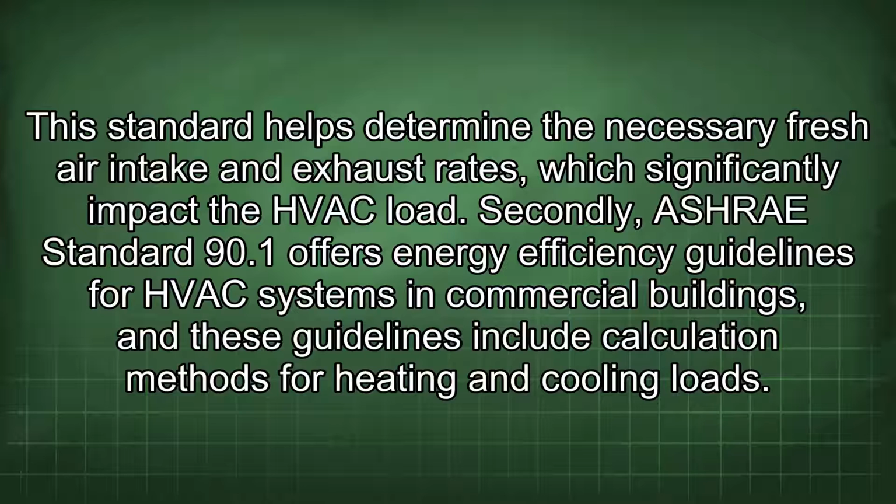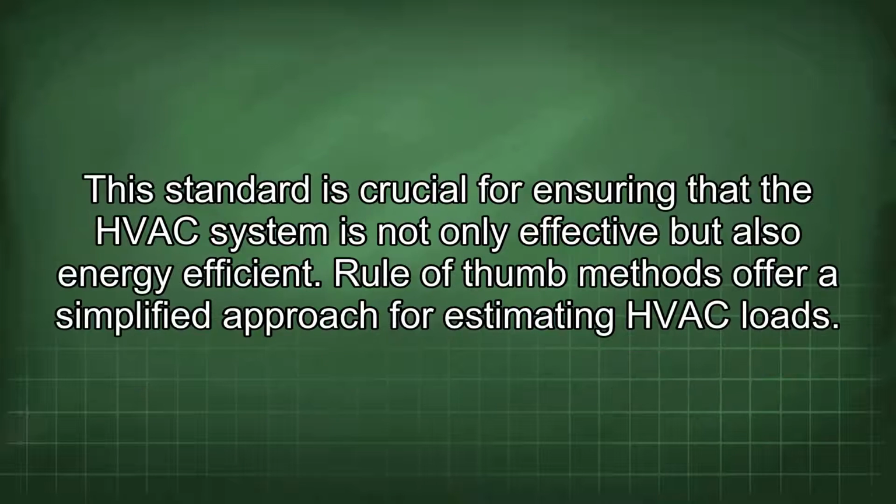Secondly, ASHRAE Standard 90.1 offers energy efficiency guidelines for HVAC systems in commercial buildings, and these guidelines include calculation methods for heating and cooling loads. This standard is crucial for ensuring that the HVAC system is not only effective but also energy efficient. Rule of thumb methods offer a simplified approach for estimating HVAC loads.